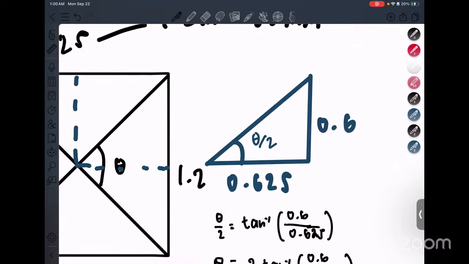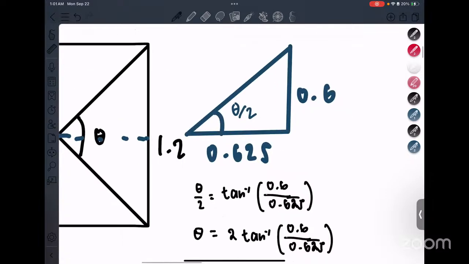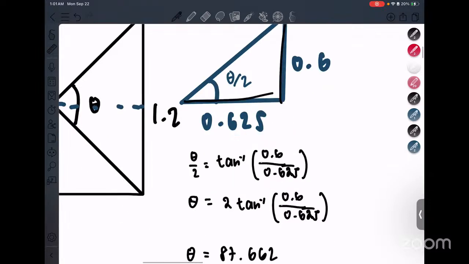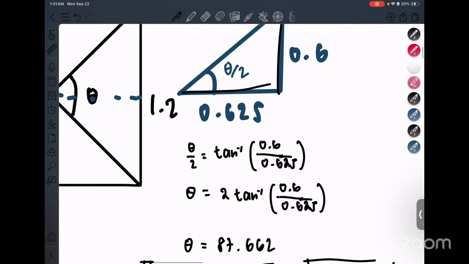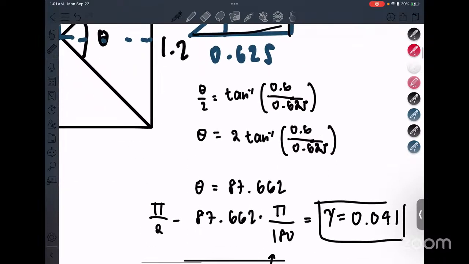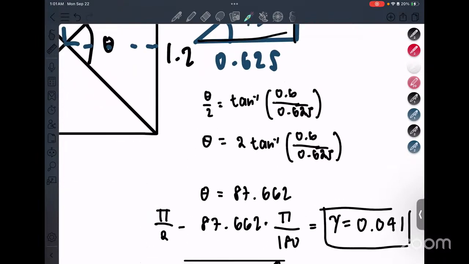So you can solve for theta by essentially getting the inverse tangent. This is y, this is x, inverse tangent of that. Of course you have the over 2, so you have to first transfer that. And then you will end up with 0.87.662.